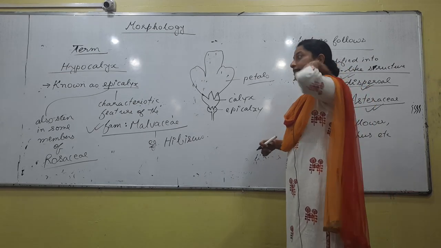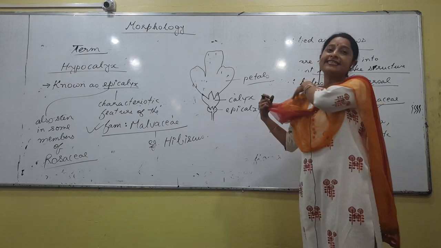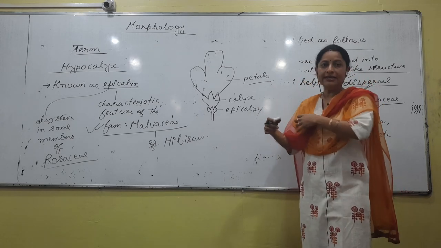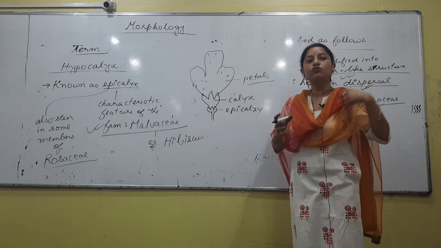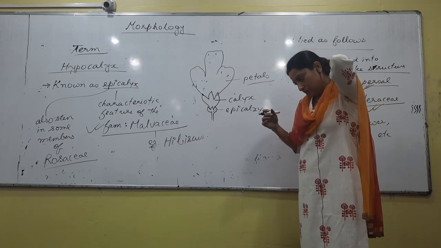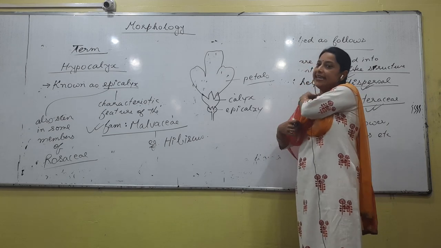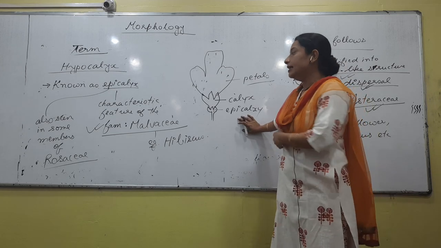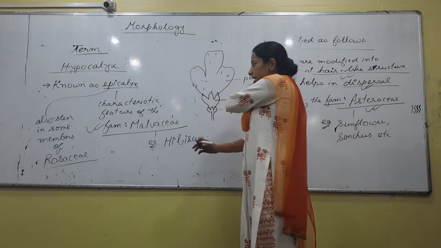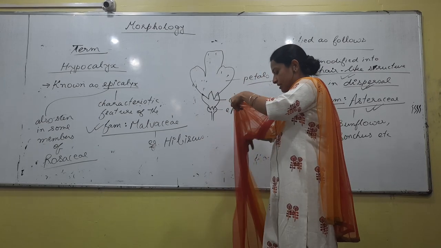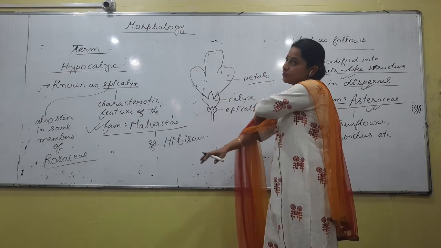Also seen in some members of Rosaceae. Rosaceae is also a family. Its individual example is rose, R-O-S-A-C-E-A-E, Rosaceae. Right? Among the epicalyx parts we have written, the important characteristic feature is that of Malvaceae.